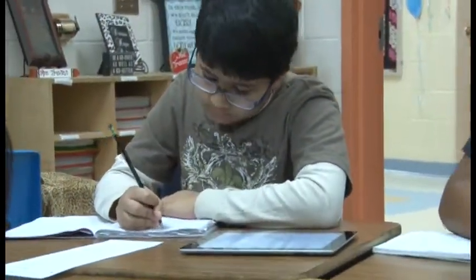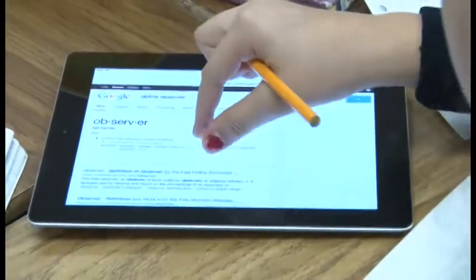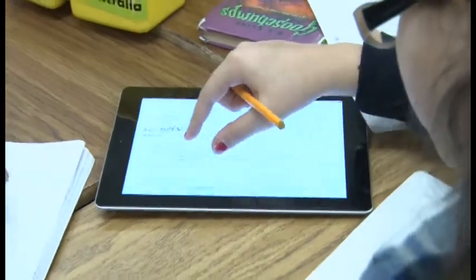So right away we'll say, hey, let's use our iPads. Let's search for the word. What's the meaning of it? Are there several meanings? How do we pronounce it? I teach a bilingual class, so for me it's very helpful in that manner for my students when it comes to language. And the students are fascinated by them.